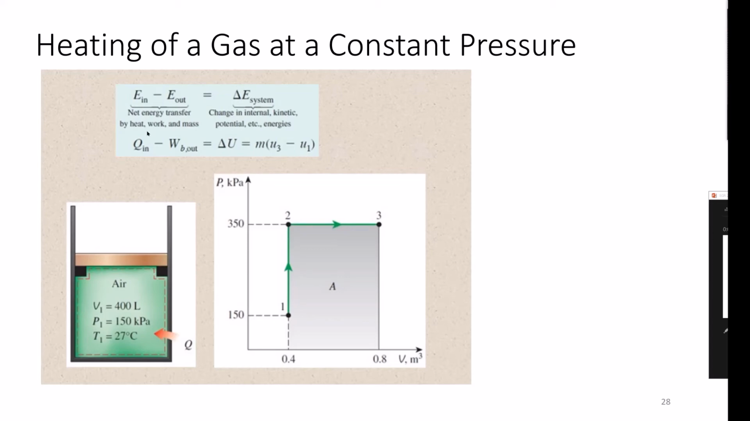And if we look at the equation, of course, it's just going to be Q in minus the boundary work out, and that's going to give us the change in internal energy. Heat in is the only way we're getting heat, coming in through the outer surfaces of the cylinder, minus whatever boundary work we put out. So the change in internal energy is just the difference between these two, which is the mass times the internal energy per unit mass.